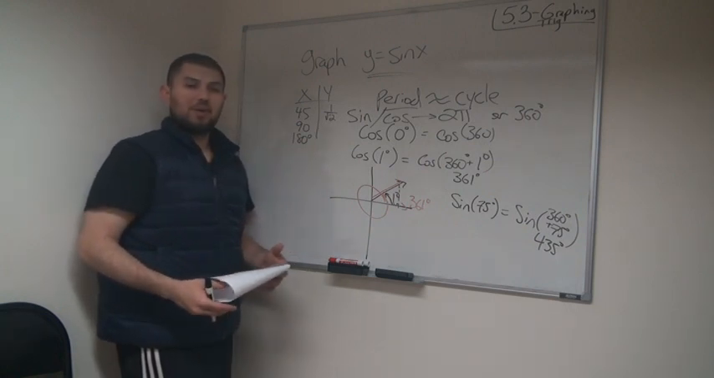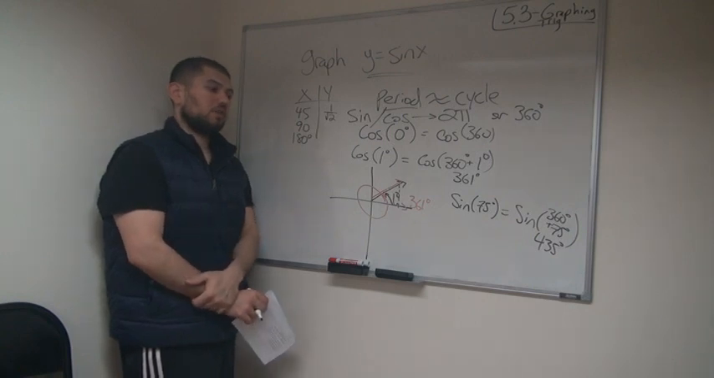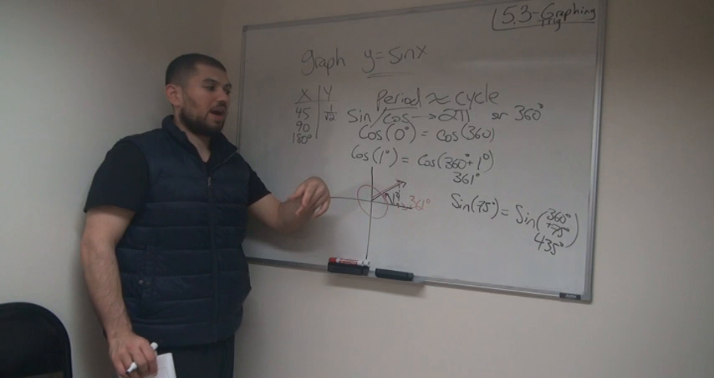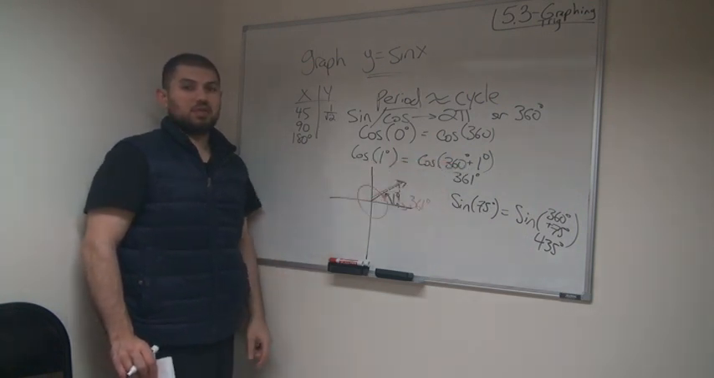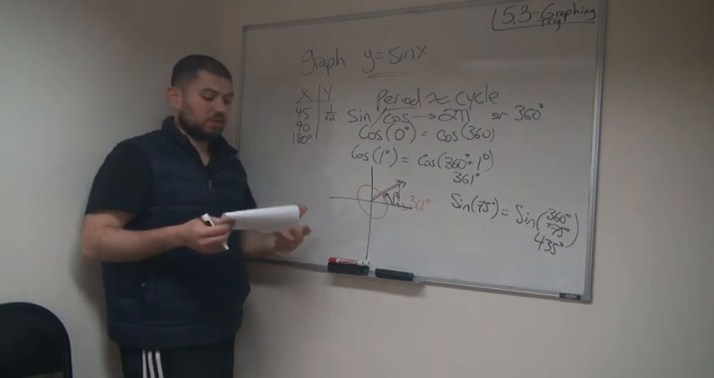Why does this matter when I want to graph trig ratios or graph trig functions? Who cares that the cycle length is 2 pi and that the cosine of 1 degree is equal to the cosine of 361 degrees? Why is this important to me if I'm graphing trig ratios?